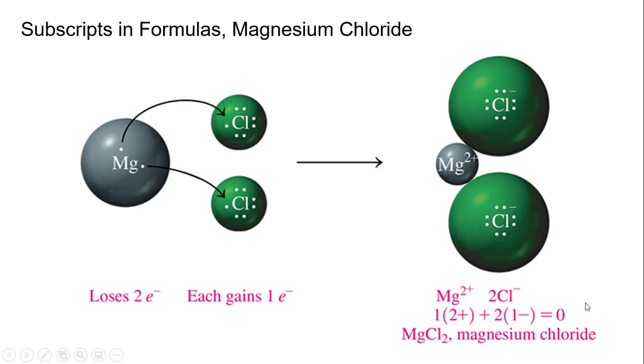How do you write this out? Well, we know that we have magnesium with a 2+, but we also need 2 chlorines, and it's a -1. So if we wanted to balance this out, we would have to take 1 magnesium, which is a 2+ charge, and add 2 chlorines with a -1 charge, and that equals 0. So we know that because this is 0, we need 1 magnesium and 2 chlorine.